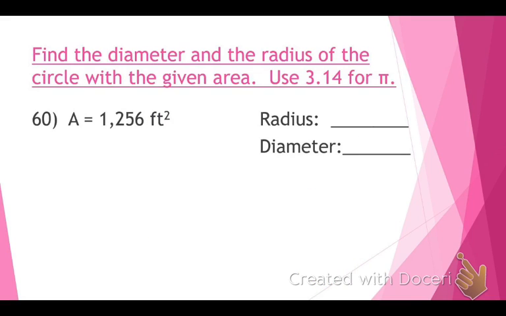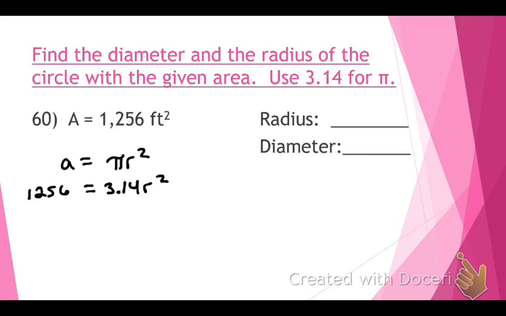Here we go. For this one, I want just the boys to help me. Boys, what is the formula? A equals pi r squared. Okay, boys, do I know my A? Yes. What is it? 1,256 feet. What should I plug in for pi? 3.14.